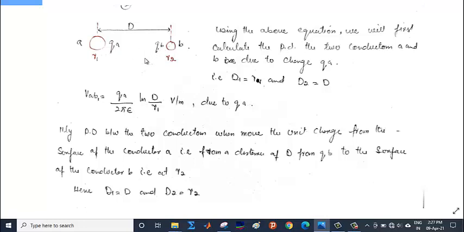One more thing that you need to be sure of: in the case of inductance, we first calculate the internal inductance, because flux is linked inside the conductor as well. That means a magnetic field is present inside the conductor as well.